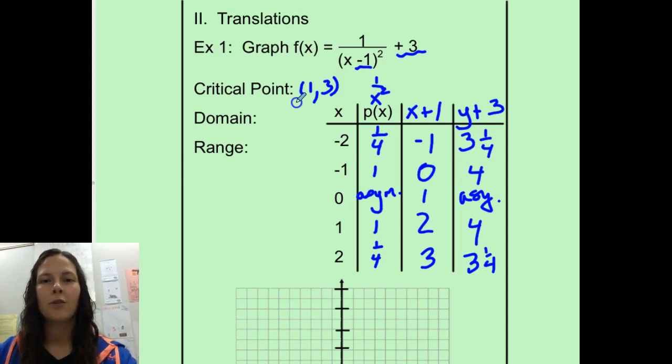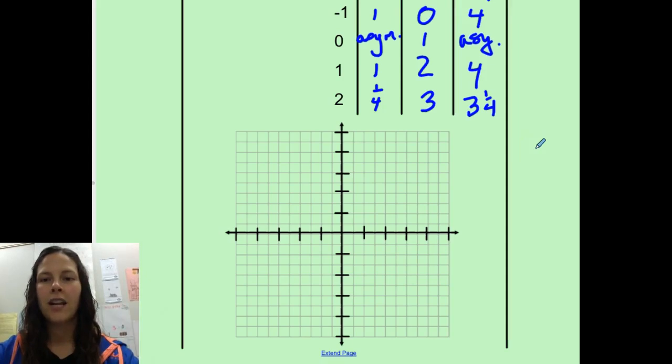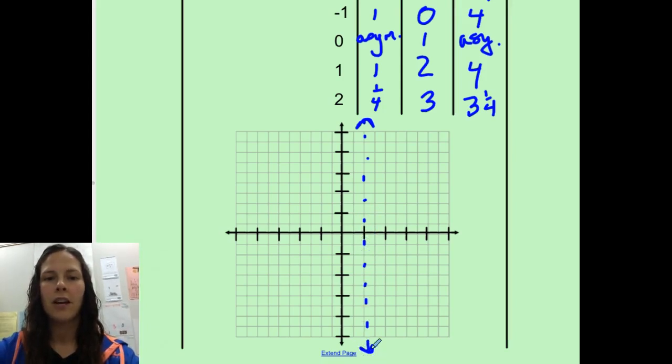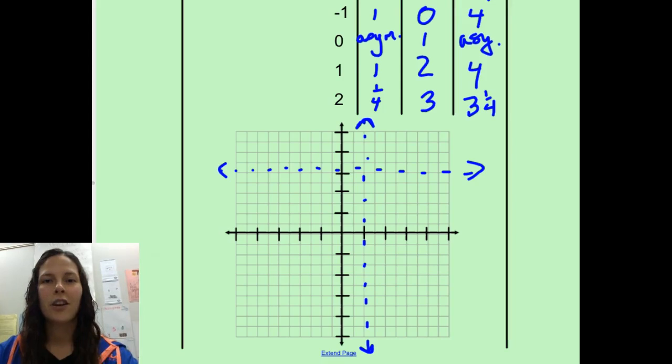First, we will graph the two asymptotes for this function. For the parent function, the asymptotes are the x and y axis. For this function, our asymptotes will meet at 1, 3. We'll have a vertical asymptote at x equals 1 and a horizontal asymptote at y equals 3. These are the lines that our graph will approach but never cross.